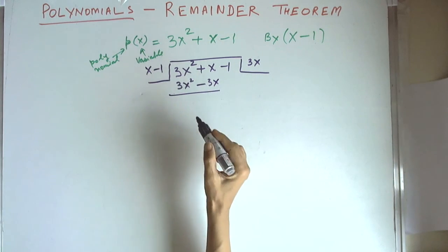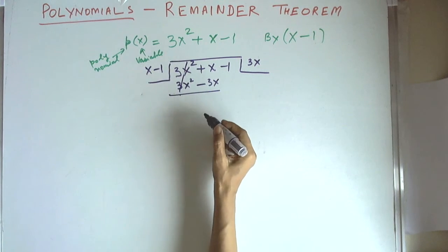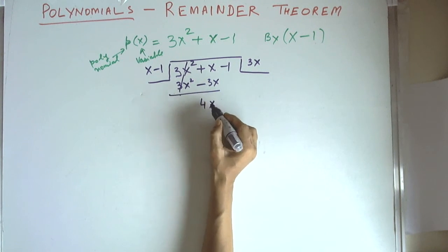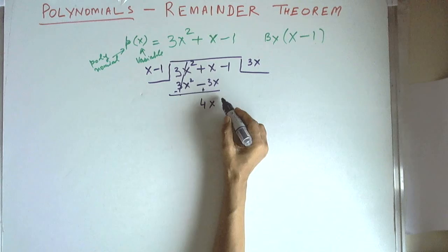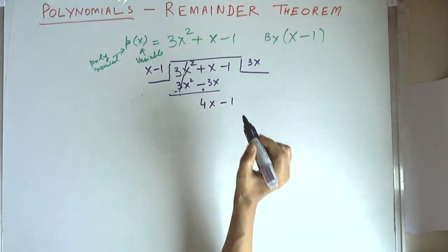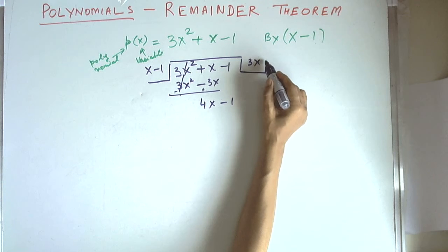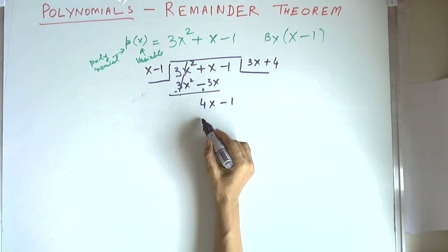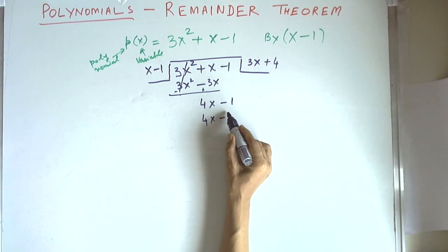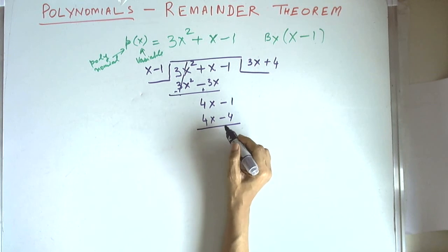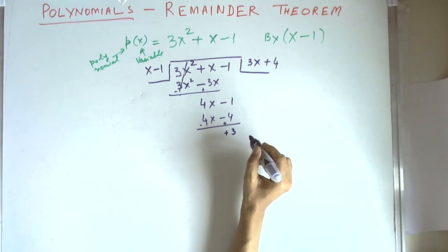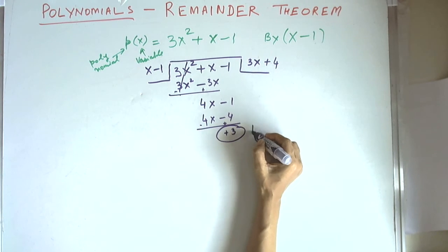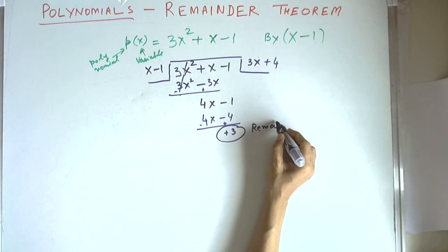So we will take the subtraction of the two. So subtraction, this will cut and this will become 4x. So x minus 3x, and this will become plus, and this is minus. And then we will bring down minus 1 here. Now it will go by plus 4. So it becomes 4x minus 4. So again we subtract. So this will become minus and this will become plus. So this will become plus 3. So what is the remainder? We get the remainder. So this is the remainder.